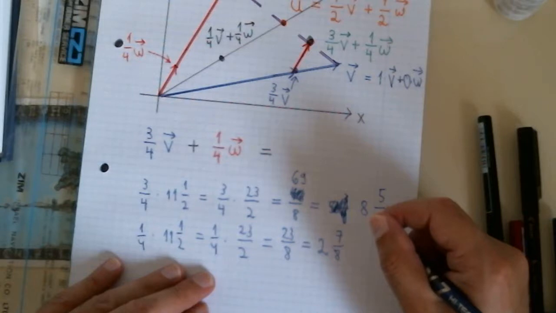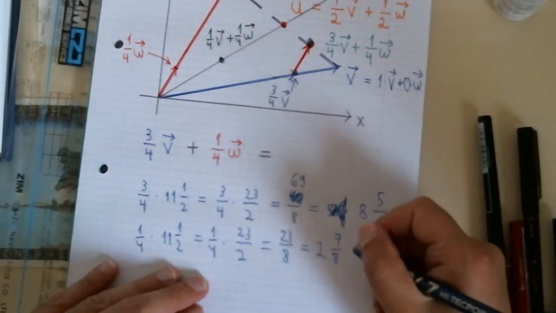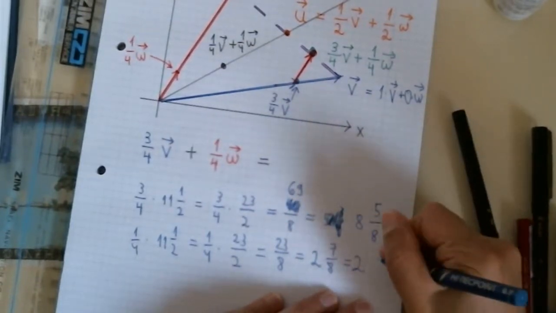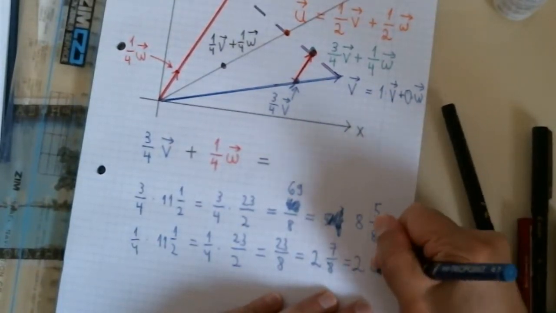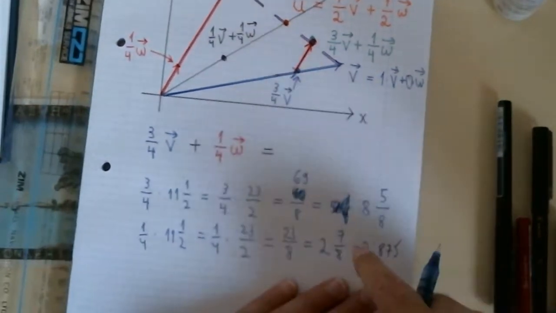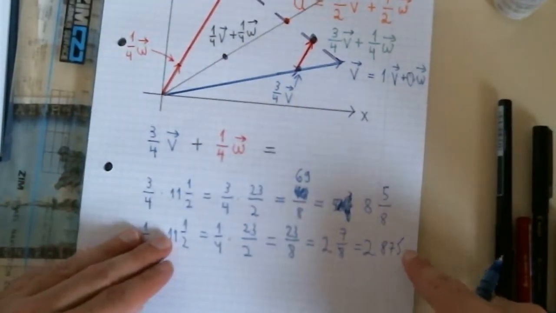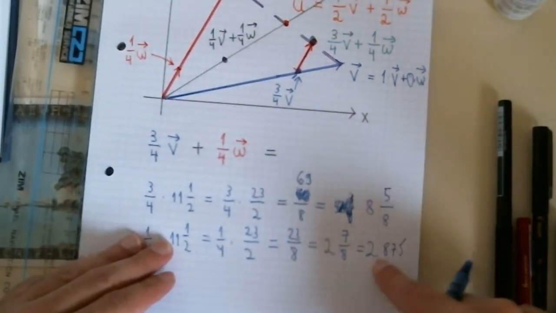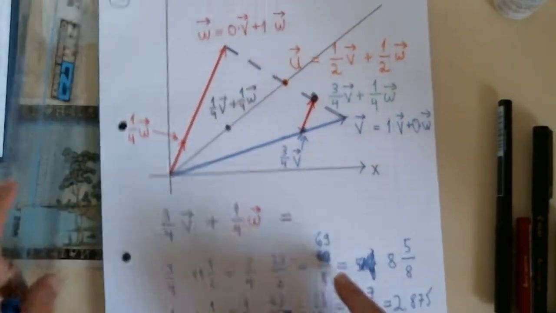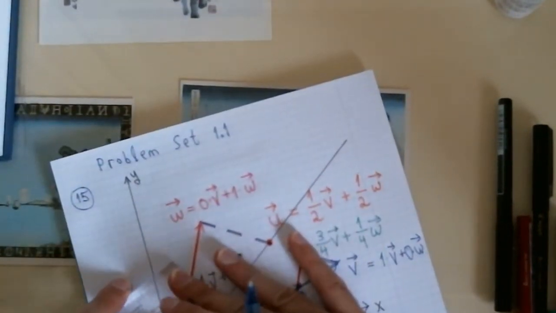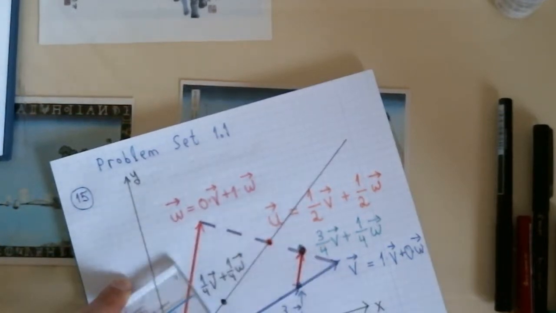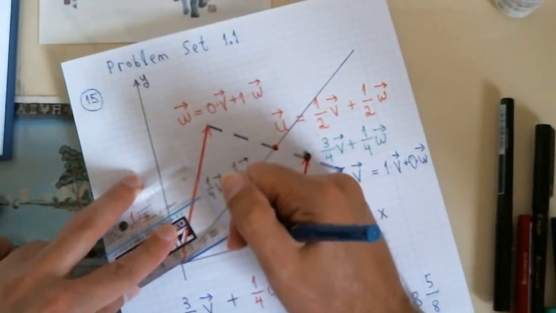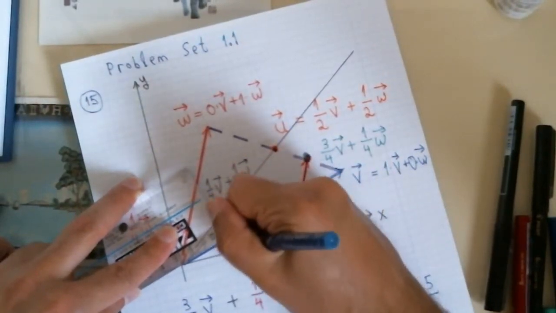So this would be 2.875, because we take 3 minus 1/8. 1/8 is 0.125, and we get this. So it would be almost 3. So we have from the origin 2.875, let's say it's here.